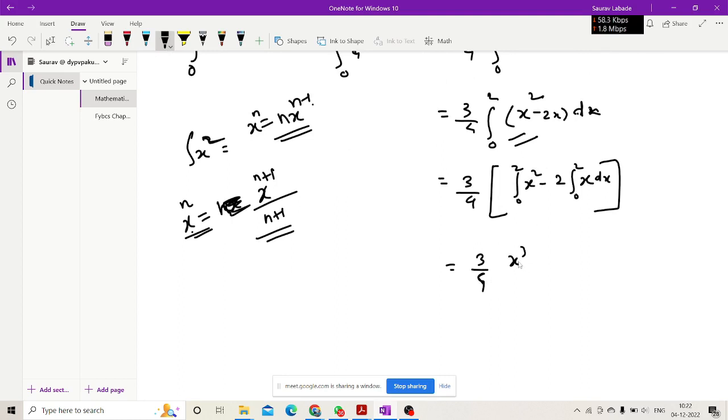So it is x cube by 3, where the limit is 0 to 2, minus, multiply. This will become 6 by 4, right? Integration of x is what? Integration of x. If the integration of x square is x cube by 3, then what will it be for x? Right, x square by 2.